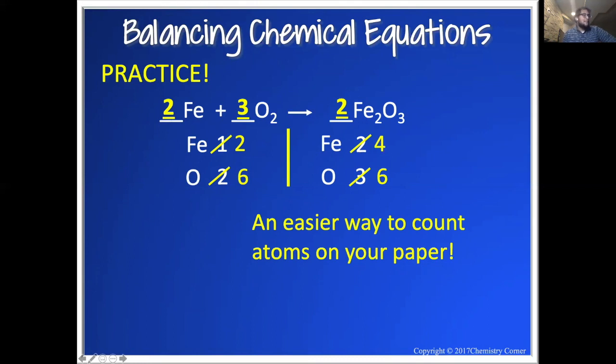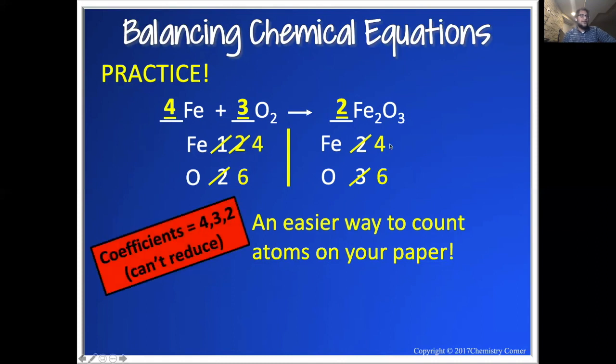So now I have to go back and make sure that the irons here on the left add up to 4, right? So that's an easy fix. I can take this coefficient of 2 and make it into a 4 instead. And now I've got 4 irons on the left, I've got 4 irons on the right, and I've got 6 oxygens on the left, and I've got 6 oxygens on the right. So now each type of element is balanced and my equation is balanced, right?